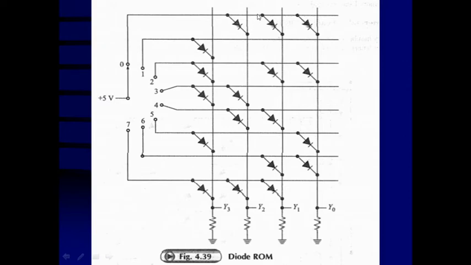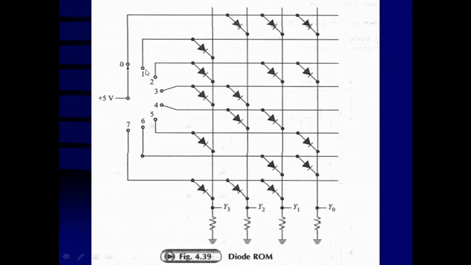The same thing happens with this diode also. Here also 0.7 volt will be dropped, and Y1 is also going to be 4.3 volt, Y0 is similarly 4.3 volt, and hence the output Y3 is going to be 0, Y2 is going to be 1, Y1 is going to be 1, and Y0 is going to be 1. So we can say that when location 0 is selected, the data which is going to be retrieved is 0, 1, 1, 1. And this way diodes are used to connect this horizontal line and the vertical lines here.